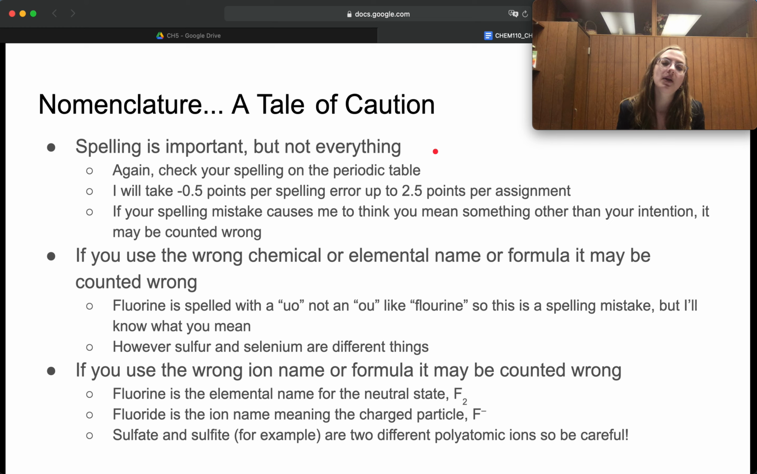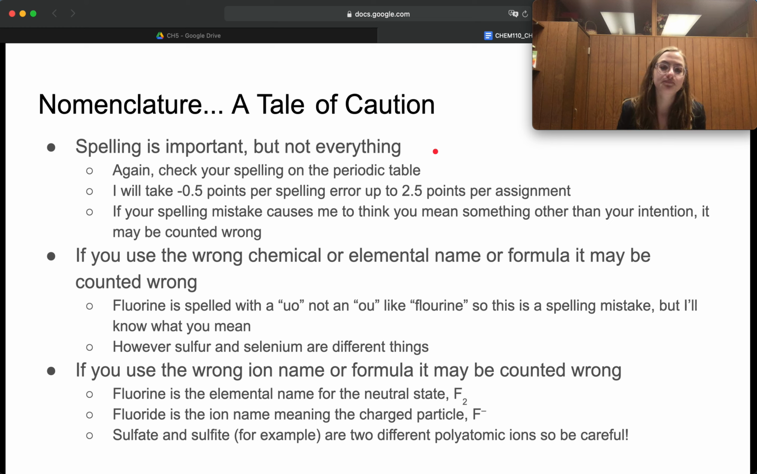So fluorine is actually spelled F-L-U-O-R-I-N-E. We don't usually think about UO in English. It's usually always OU. So this is a spelling mistake, but I'm going to know what you mean. It's in that half-point range, okay? But again, sulfur and selenium are two different things. You must specifically point that out, okay?